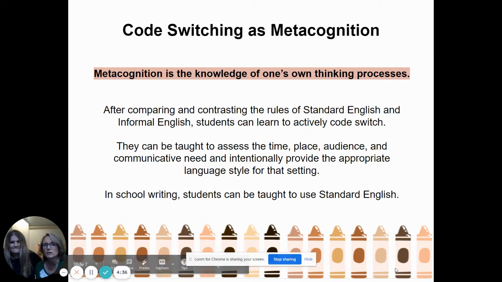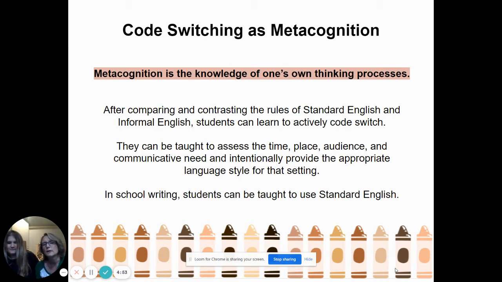Now, code switching is metacognition. And what we mean by metacognition is the knowledge of one's own thinking processes. So you're thinking about what you're thinking about. You're aware of what you're thinking about.